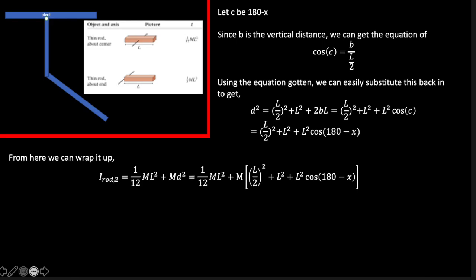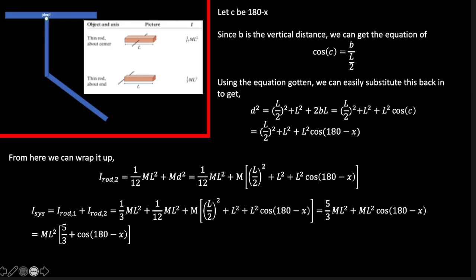So from here, we are basically done. The moment of inertia of rod 2 is 1/12 ml squared plus md squared, where d is this entire equation that we solved previously. This is gotten from the parallel axis theorem. If you want to know more, read up on it. So from here, we solve for the entire system by adding the moment of inertia of both rods.